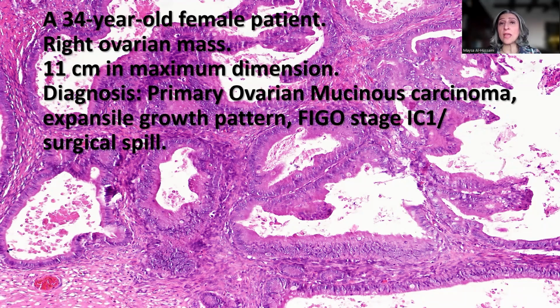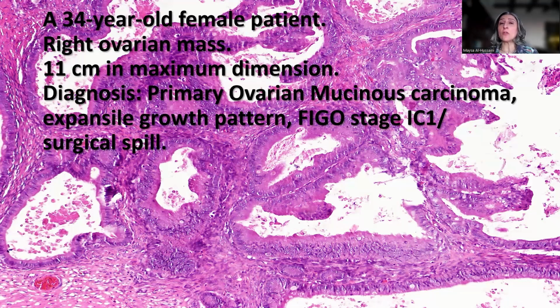Remember that whenever you encounter a mucinous carcinoma in the ovary, whether this is showing an expansile growth pattern, as in this case, or an infiltrative growth pattern, regardless of the growth pattern, you have always to consider metastasis from the gastrointestinal tract, mostly from the lower gastrointestinal tract, including the appendix, but also from the upper gastrointestinal tract, including the pancreaticobiliary system, as well as the small bowel, which is frequently overlooked or forgotten when we start our differential diagnosis.